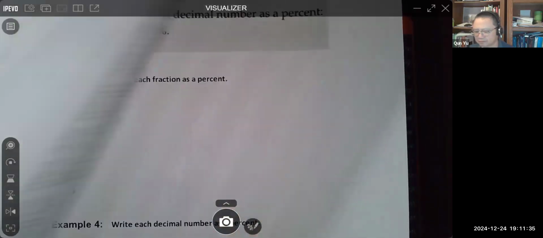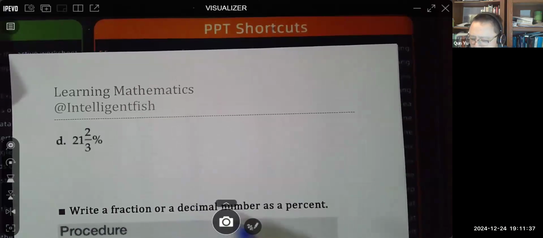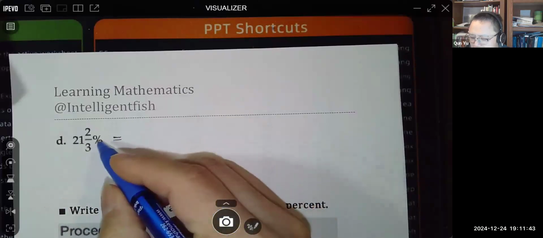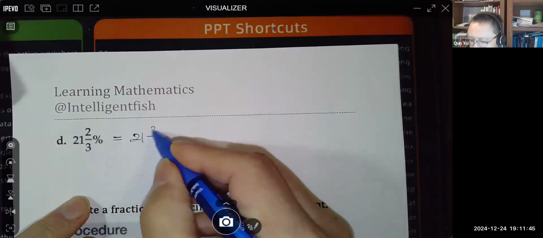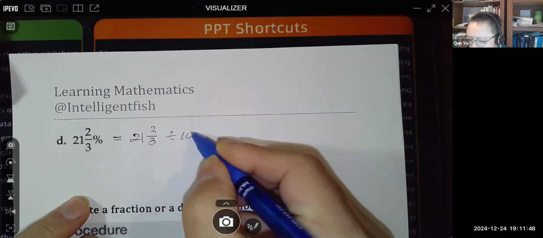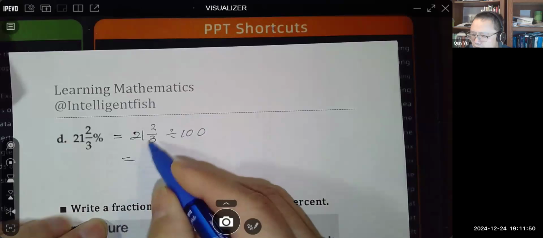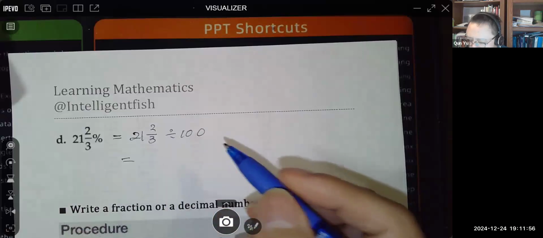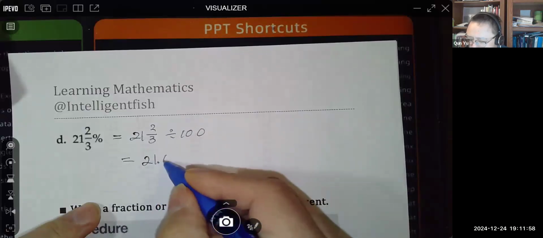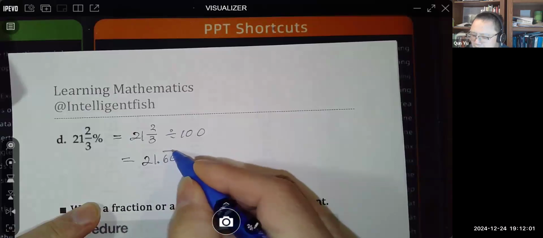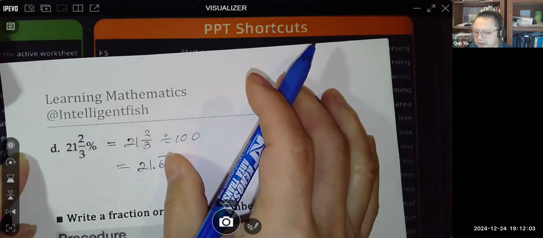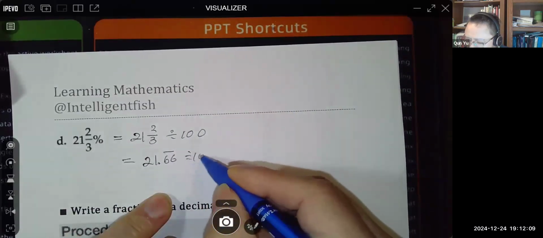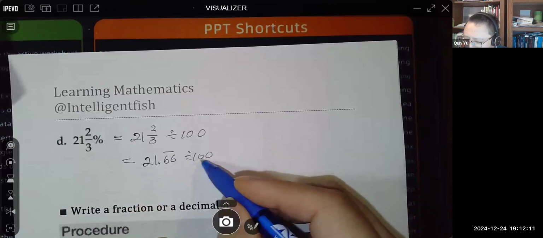Next one. Oh, we have another one. We convert this to decimal. First, we already know this is going to be 21 2/3 divided by 100. First of all, we can convert this one to a decimal number. So 2/3 is 0.666, so this is 21.66 forever. You can just put one bar on top of a single digit 6 because 6 is repeating itself. 2 digits is not wrong. So divided by 100, and this means you're going to move 2 decimal digits to the left.